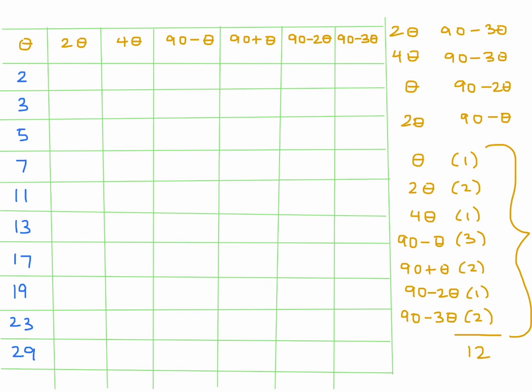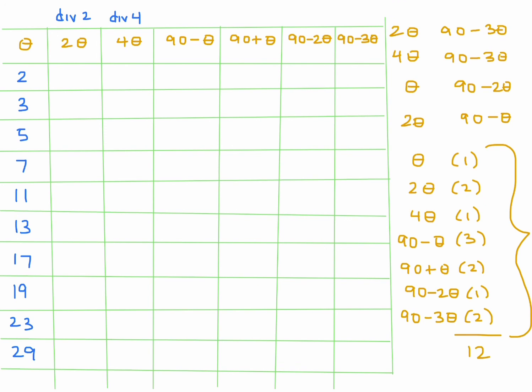Now, here's the thing. This is a big table, and it's very time-consuming, right? The math is not that hard, but it's just time-consuming. But some of these I don't need to fill out. Why? Well, because 2 theta is not going to be prime. It's divisible by 2. It's 2 theta. 4 theta is obviously not going to be prime because it's divisible by 4. So I don't need to worry about those guys.